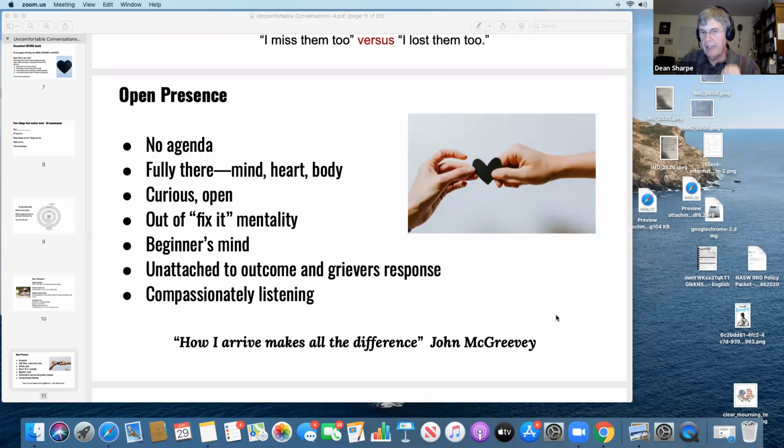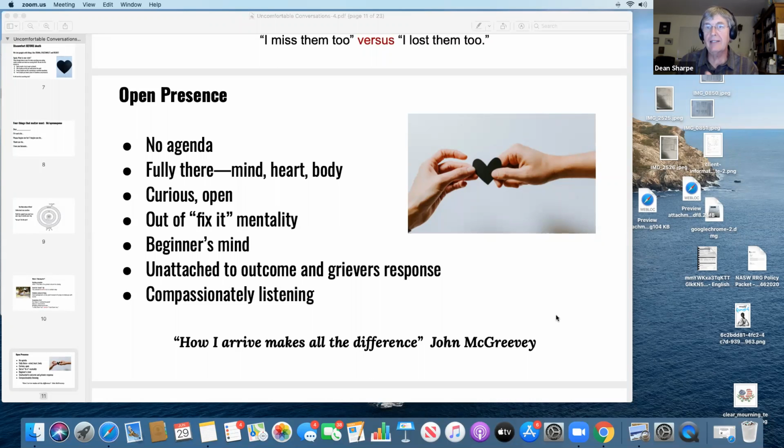Being openly present with somebody who is suffering is to be present with no agenda. And that is that I'm not there to fix it. I'm not there to make them better. I'm simply there. That I'm fully there in not only my mind, in my thinking part, but I'm emotionally present and there for them. And I'm there in my body physically, and have placed myself in a place that's open and curious.